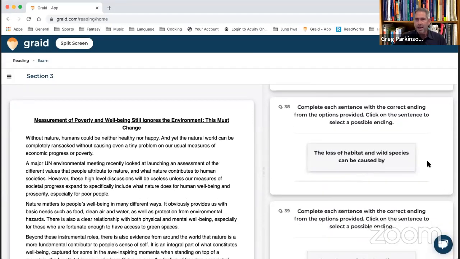Okay, the loss of habitat and wild species can be caused by. So I think this is more likely to be at the top because now I'm more familiar with this reading. The first part of the reading tends to deal more with nature. The second half is talking more about economics. So I'm going to scan for habitat and wild species, right? Hopefully they'll be easy words to find.